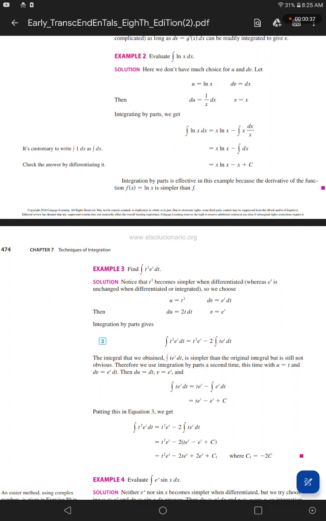Sidebar. It's customary to write the integral of 1 dx as the integral of dx. Check the answer by differentiating it.